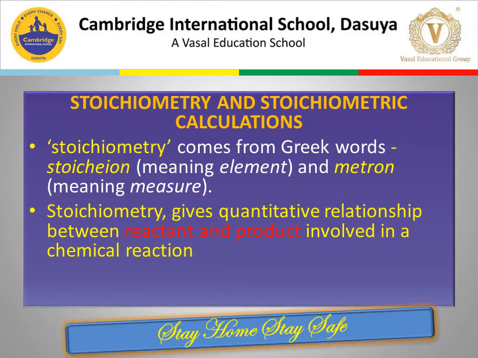These relations can be in various terms. There can be a mass to mass relationship, a mass to volume relationship, or some other relationship between the reactant and the product. Before we understand how to calculate the amount of reactant or product required, we need to understand that a balanced chemical equation is a must for stoichiometric calculations. So we need to understand how to balance the equation first, then we will be able to solve the questions based on stoichiometry.